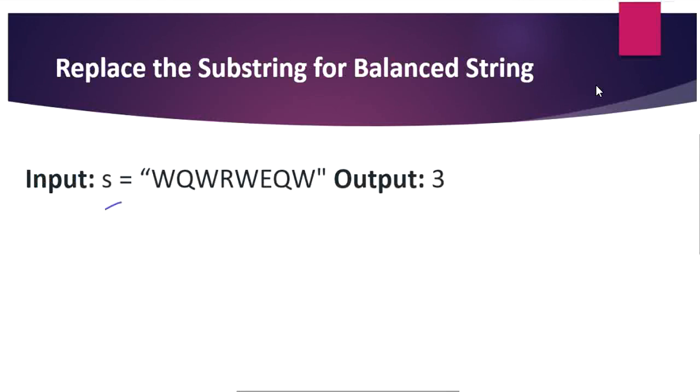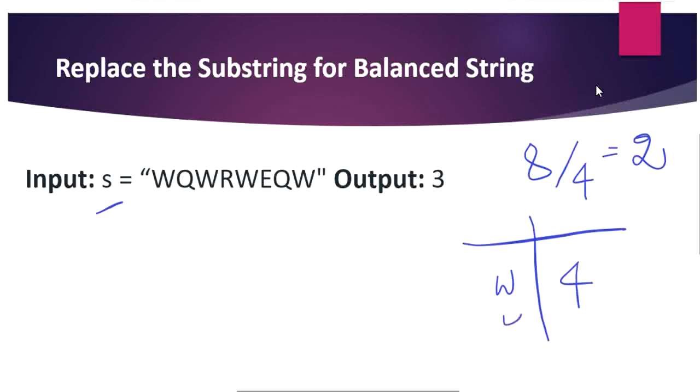Here is our example string. The length of the string is 8, so we need to have each character appear 8 by 4, that is 2 times. So we should have 2 Qs, 2 Rs, 2 Es and 2 Ws. If you observe the string, it has 4 Ws, 2 Qs, 1 R and 1 E. So now we have to replace a substring to make the string balanced. Balanced in the sense that every character should be present a maximum of 2 times.